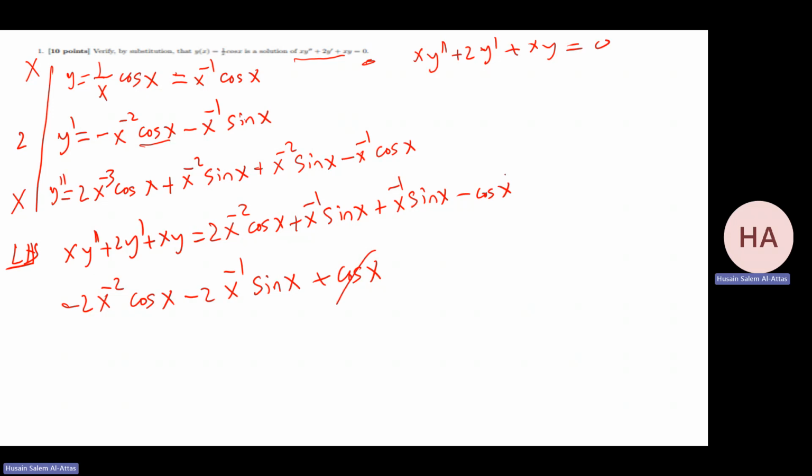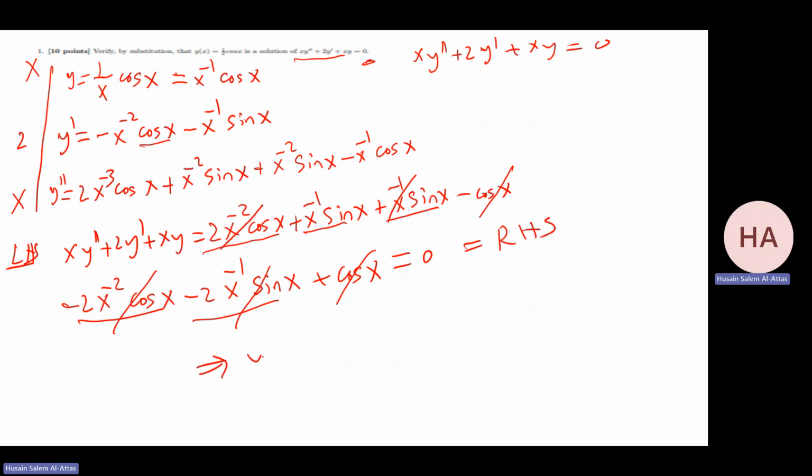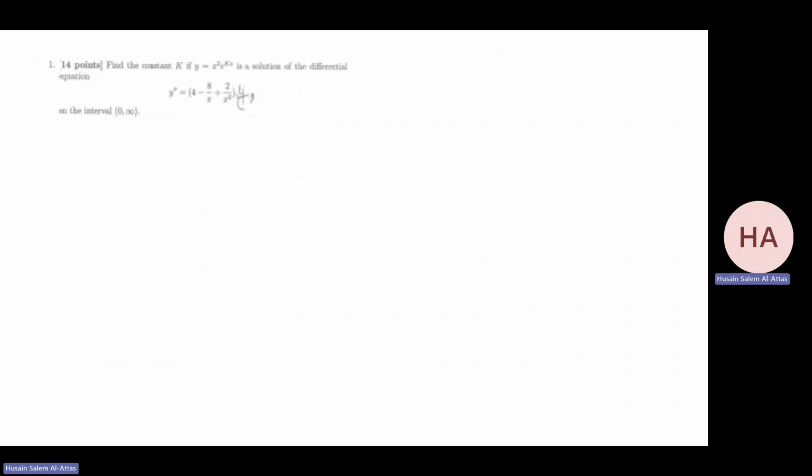Okay, this is cancelled, clear. Okay, 2x to the power minus 2 cosine x, where is it? This one. x to the power minus 1 sine x, 2. This is cancelled with this, so that's equal to 0, which is the right-hand side. So it means y is a solution of the differential equation. Yeah, it's a matter of calculation.